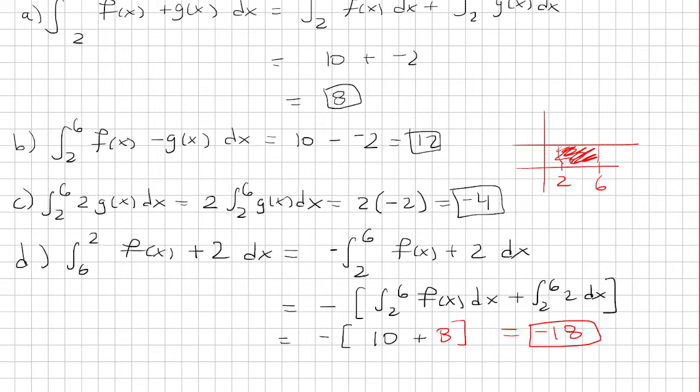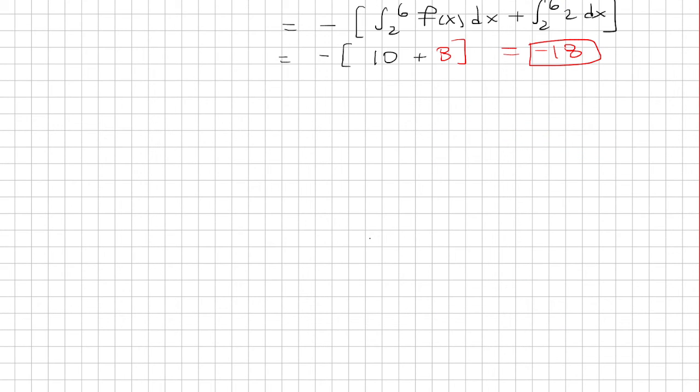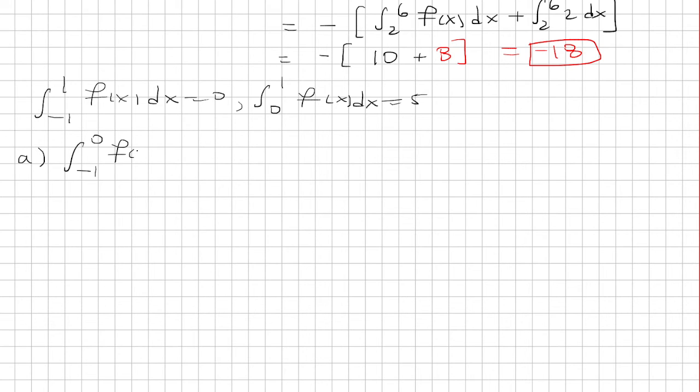All right, now we're given different integrals. So we have the integral from -1 to 1 of f of x dx is 0, and then the integral from 0 to 1 is 5. So part A says find the integral from -1 to 0 of f of x dx.